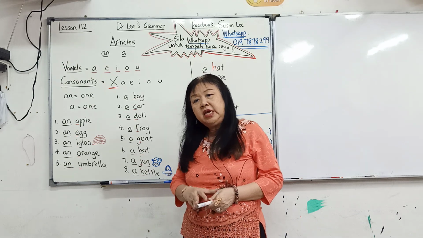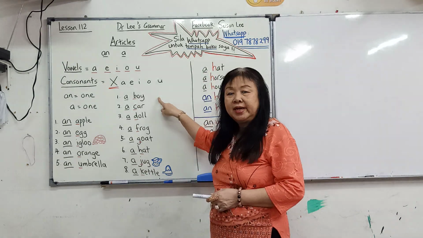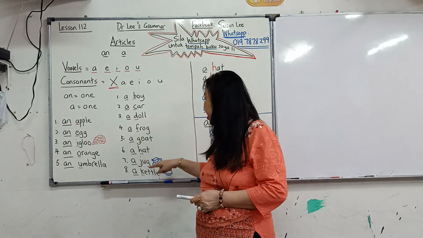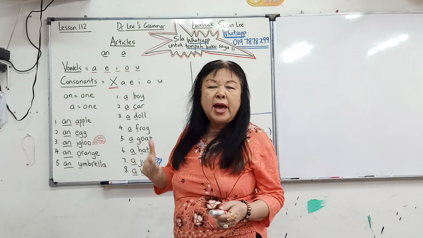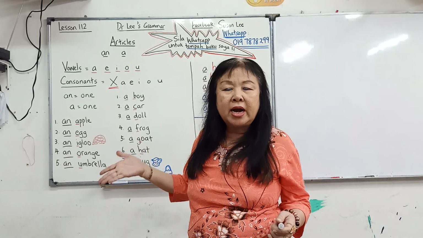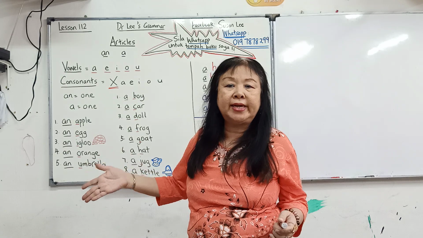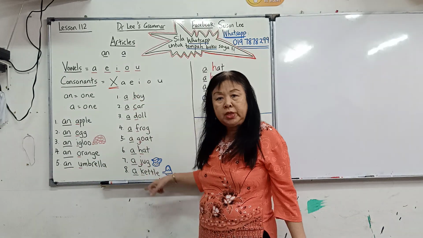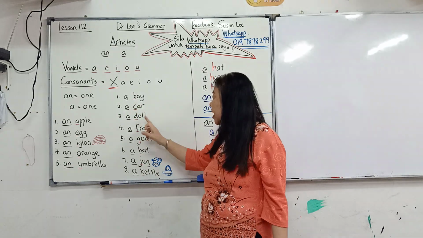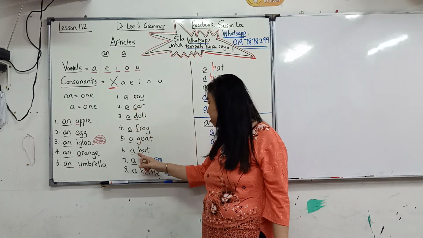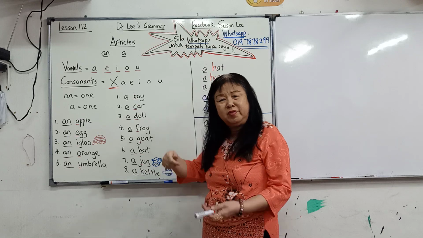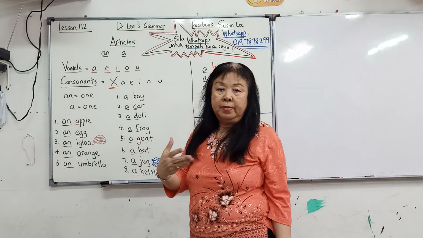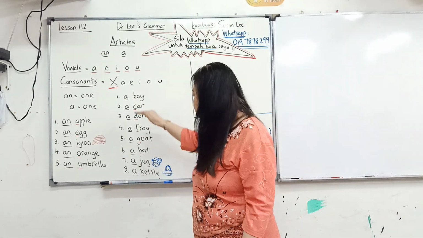But then, if I want to say one boy, I should say a boy. B, C, D, F, G, H, J, K, L, M, N, P, Q, R, S, T, V, W, X, Y, Z. All we use a. So a boy, a car, a doll, a frog, a goat, a hat, a jug. You know what a jug is? For you to put water or orange juice. A kettle, when you boil water. All these we use a.